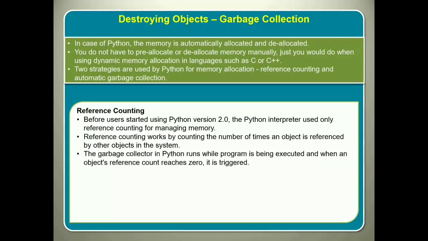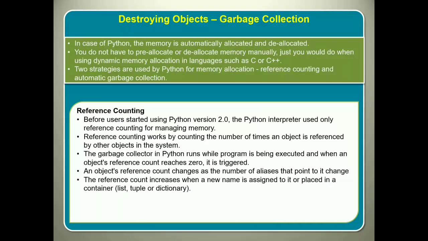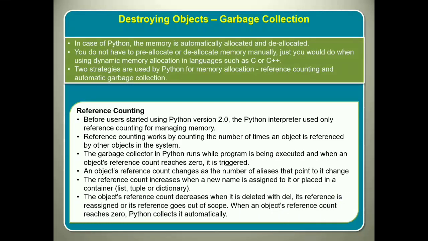The garbage collector in Python runs while the program is being executed, and when an object's reference count reaches 0, it is triggered. An object's reference count changes as the number of aliases that point to it change. The reference count increases when a new name is assigned to it or it is placed in a container, list, tuple, or dictionary. The object's reference count decreases when it is deleted with del, its reference is reassigned, or its reference goes out of scope. When an object's reference count reaches 0, Python collects it automatically.